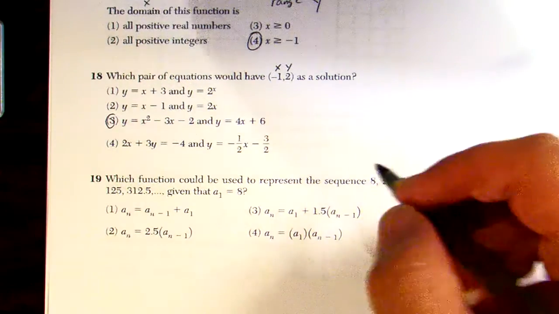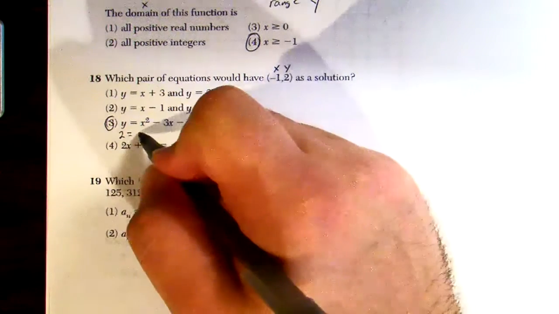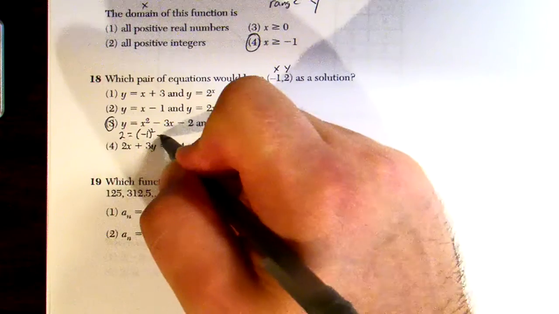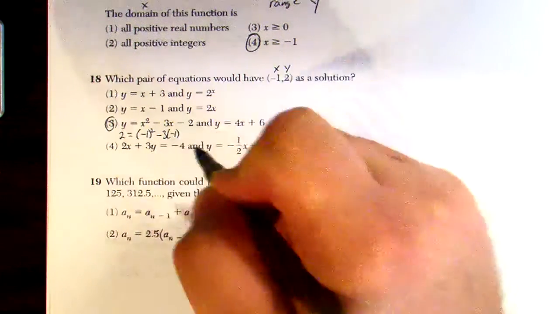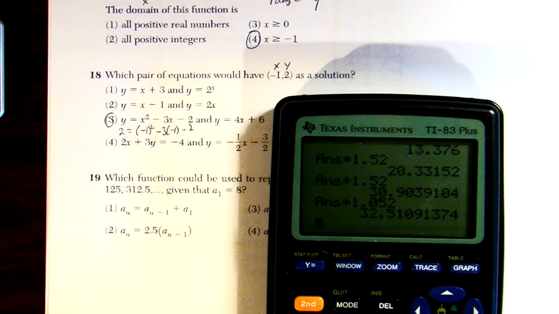Okay. So for this one, I should say, does 2 equal a -1 squared minus 3 times -1 minus 2? And if you plug it in your calculator, we have -1 squared minus 3 times -1 minus 2, and enter. Lo and behold, is 2. So 2 does equal 2.